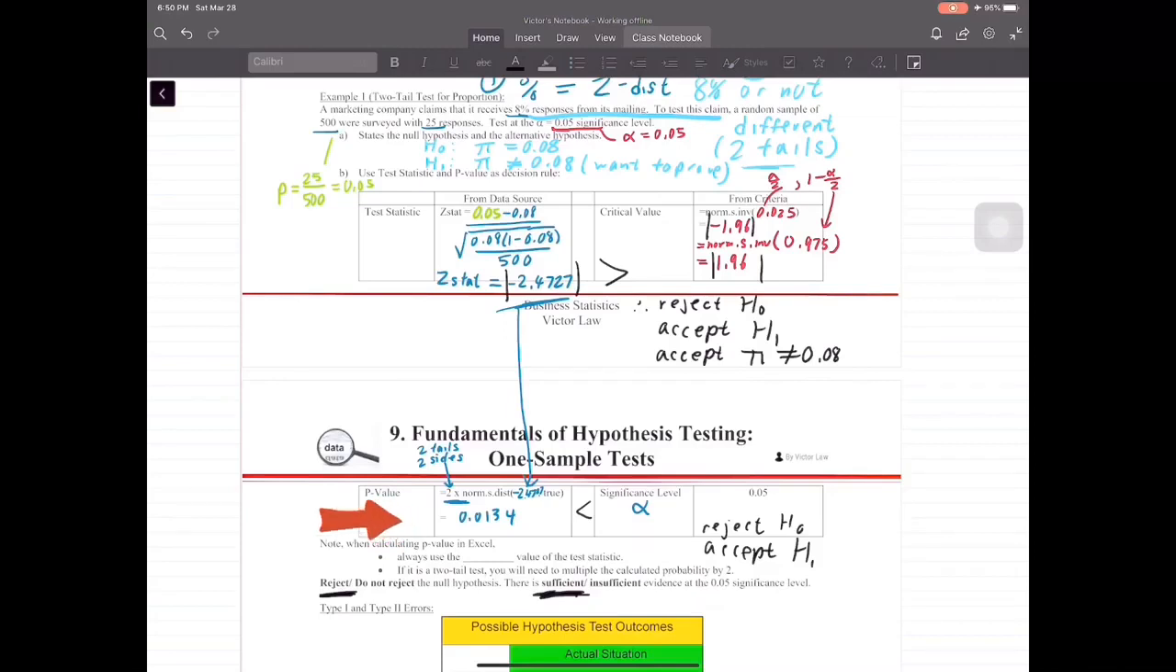The reason we're putting true is because this is a continuous distribution. For a continuous distribution, we always put true for the cumulative probability. Once we calculate the formula norm.s.dist, we multiply the probability by 2, and we're going to get 0.0134. That is our p-value. So the z-statistic, critical value, and p-value, those three values we need to calculate. Once we have calculated these three values, we can move on to step 4.